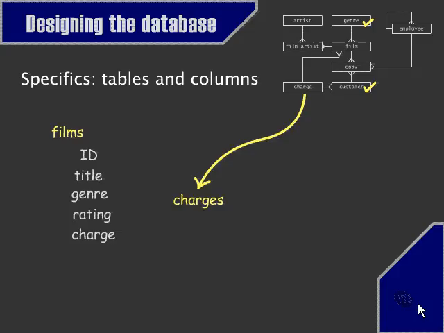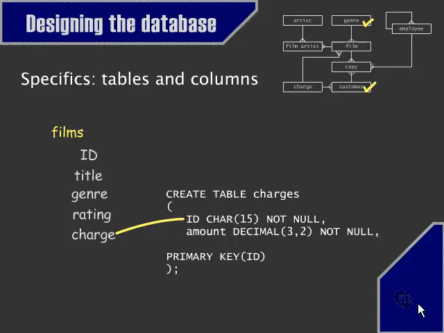So let's take a look at the charges table in which we're going to store that charge information. We're going to have an ID column and an amount, which is going to be the number containing the charge. This ID column is going to be rather different from the others because it's actually going to be an alphanumeric field, because we have a relatively limited number of charges, and it also allows us to keep the necessary information in the films table in a way that is evident.